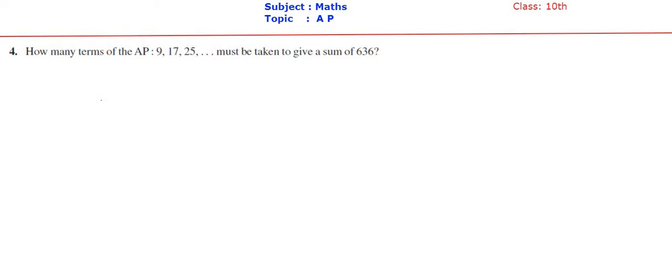In the last class, we discussed exercise second main and third main. We completed those. So now here is the fourth main. In this, how many terms of AP 9, 17, 25 must be taken to give a sum of 636?